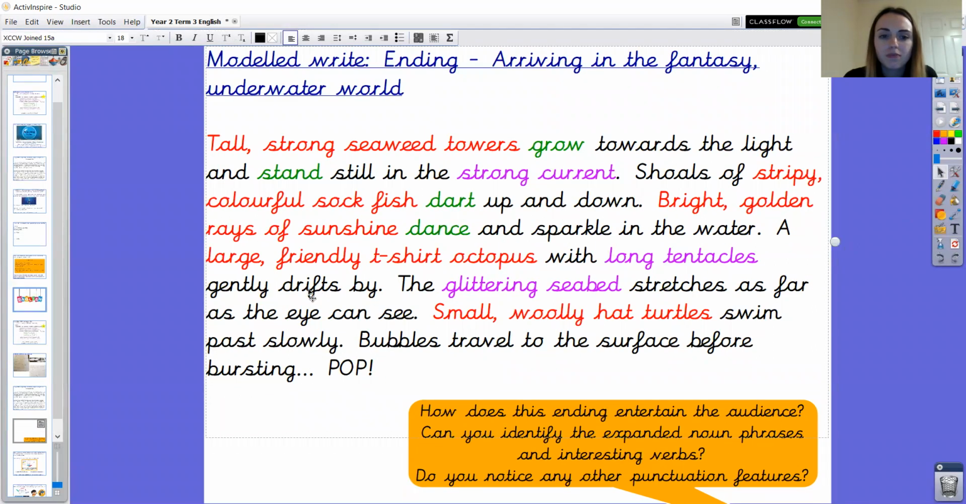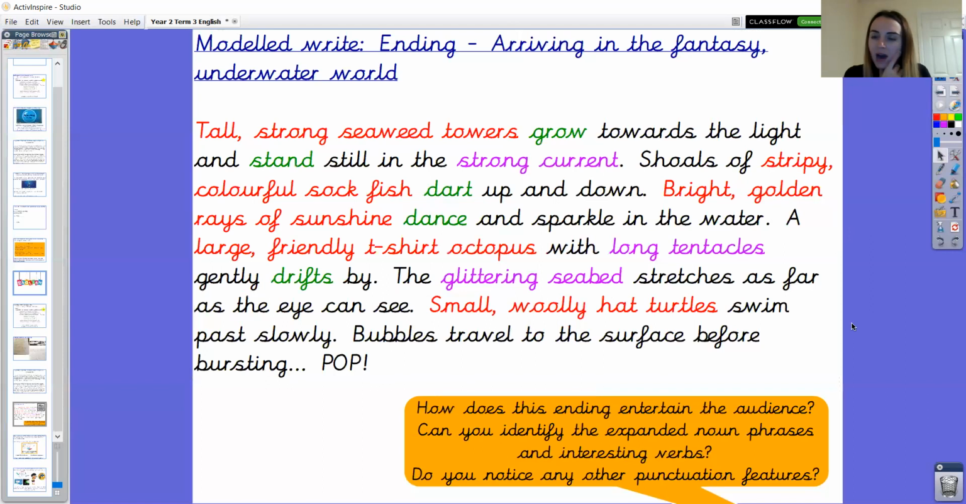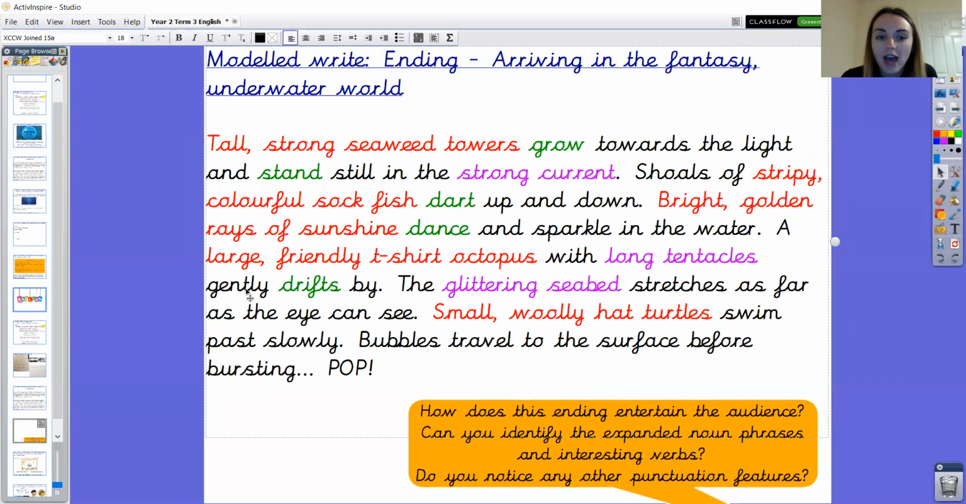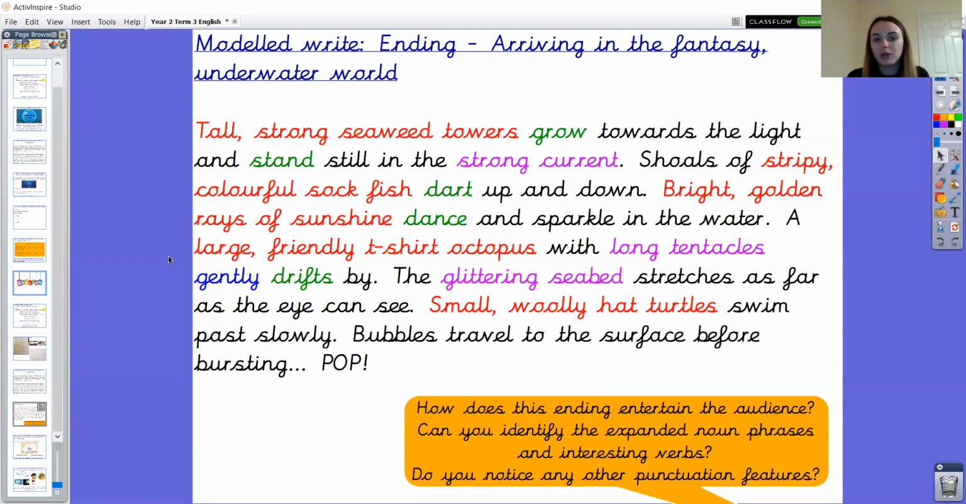Drifts, well done. And what do you also notice about this sentence? How have I added detail to describe the verb? What's been used? Well done, an adverb. And the adverb is gently. So let's pick another colour. Let's pick blue. So the adverb is adding detail to the verb. So rather than just saying the octopus drifts by, we've described the octopus as gently drifts by. Brilliant.